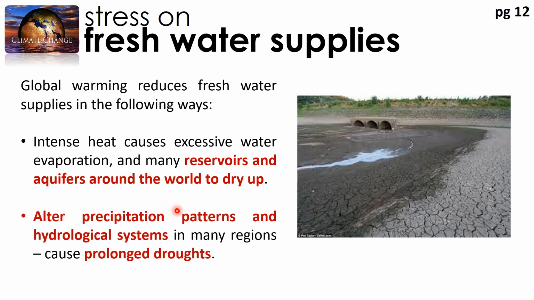Global warming will also alter precipitation patterns and hydrological systems. I will explain this in the next part. Okay, so it means that many areas around the world will experience prolonged droughts. And this further exacerbates the stress on fresh water supplies.